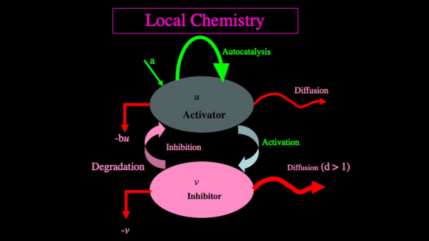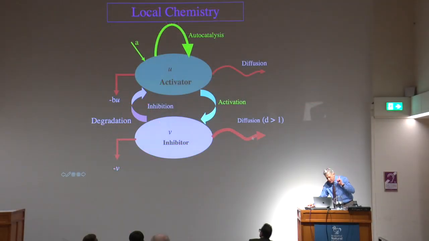We make a model of this with two chemicals, an activator and an inhibitor. The activator activates the inhibitor, and the inhibitor inhibits the activator. They both diffuse, but the key is the inhibitor diffuses faster than the activator.